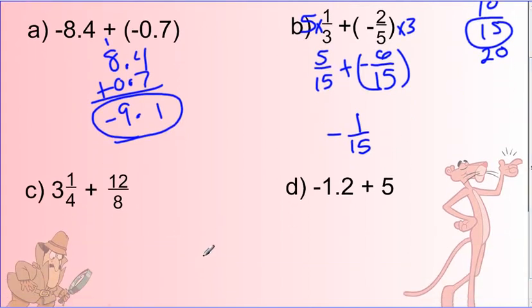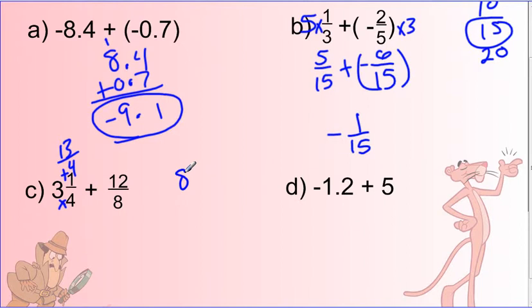Letter C. I do not have 2 fractions. I have 1 fraction and 1 mixed number. So the first thing I'm going to do is change this mixed number into a fraction. 4 times 3 is 12, plus 1 is 13/4. Now, I have 2 fractions, but they do not have the same denominator.